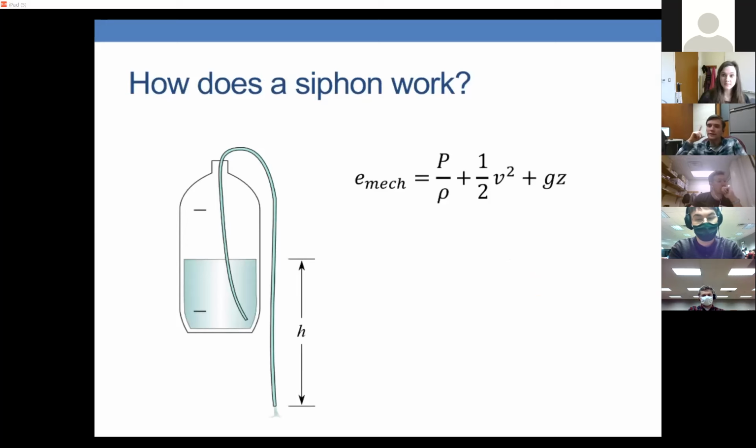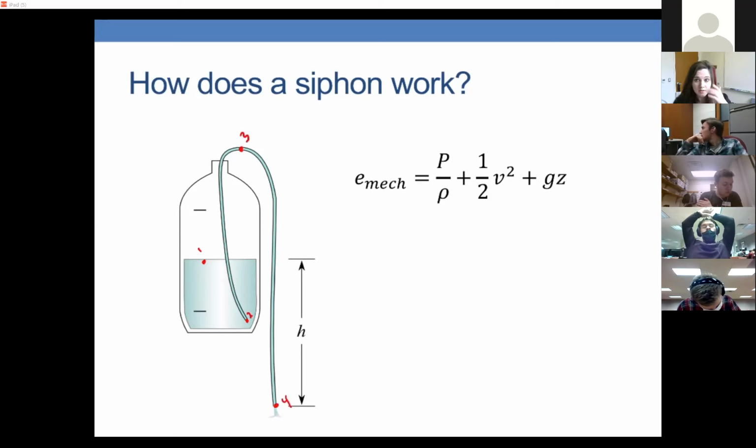Okay, so let's talk about the siphon. Connor talked about the pressure of it being different. So let's look at this, and I'm going to define points on the siphon. We'll take point 1 here, point 2 here, and point 3 down here. Actually, let's do 4 points: 1, 2, 3, 4.